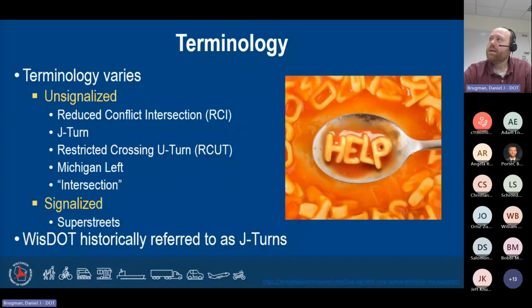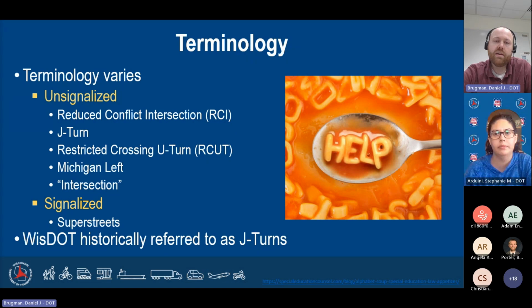Terminology. Everybody has a different name for them. The terminology varies between states, within states, and various regions across the U.S. For unsignalized RCUTs, they're sometimes called reduced conflict intersections, which we view as that broader category, J-turns, Michigan lefts, or in some cases just intersections. The signalized versions tend to be just called superstreets. Historically, WisDOT has referred to these as J-turns. FHWA has recently created several resources that term these as RCUTs. So going forward, WisDOT has adopted this name to align with FHWA's terminology and try to speak the same language.